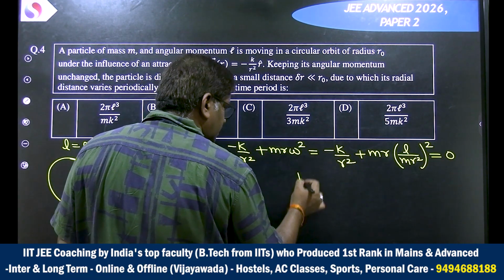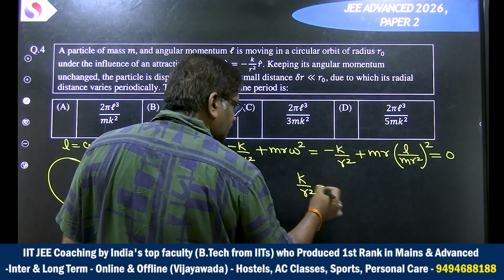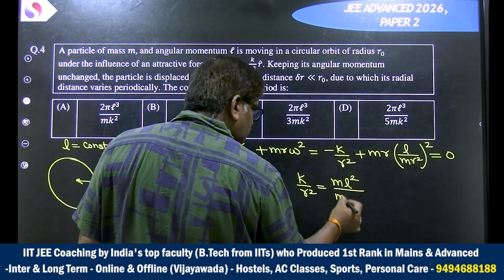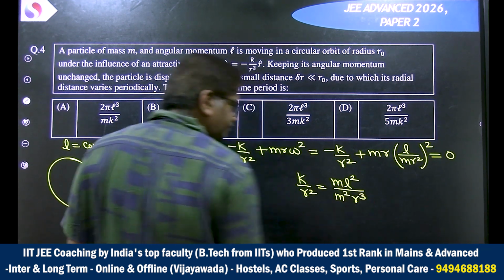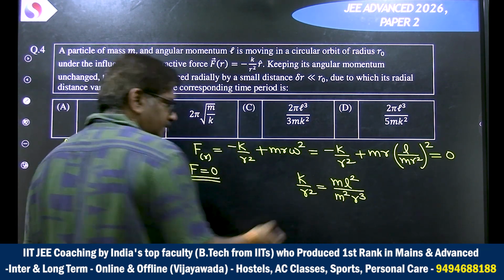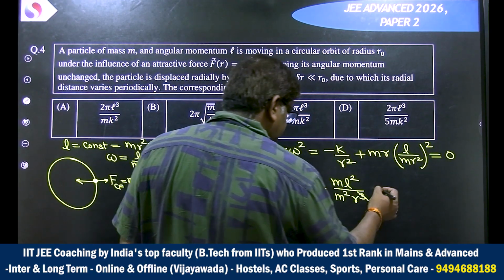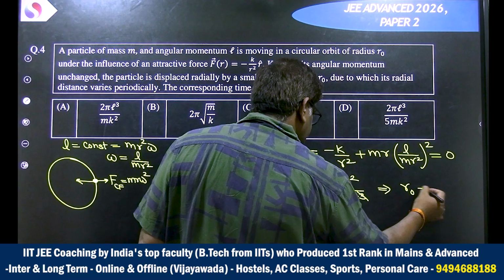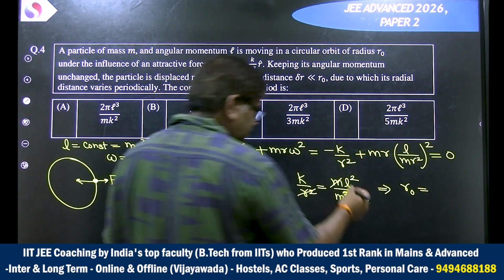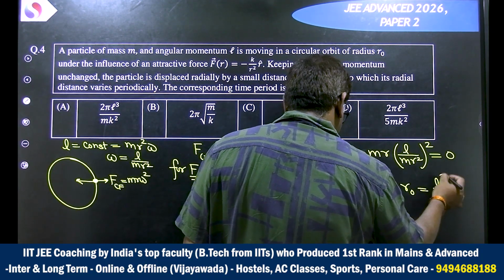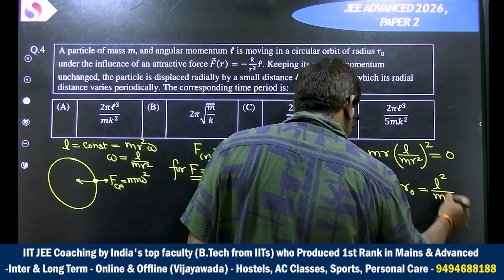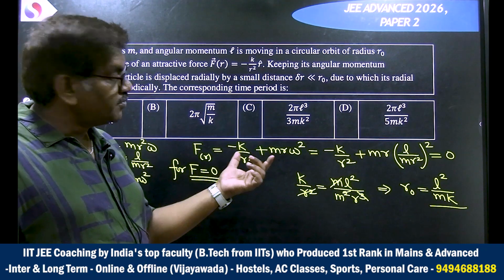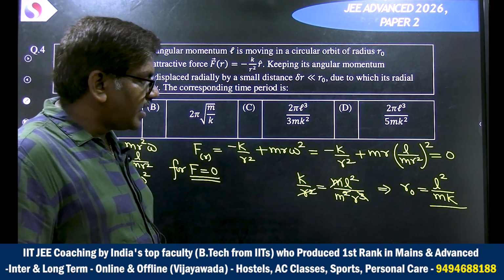So what you are getting here? k by r square is equal to m L square by m square r to the power 3. Yes, this r cancels. So from here this m on m also cancels. This is your position or radius at the mean position, which will be L square divided by mk. Okay, this is the position. At mean position, what is the radius? Radius will be L square by mk.